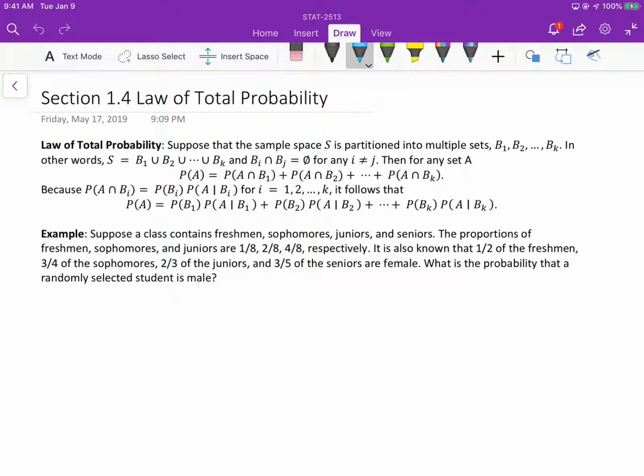I will use this example to demonstrate the law of total probability. Let's read the text. Law of total probability: suppose that the sample space S is partitioned into multiple sets B1, B2, up to Bk.